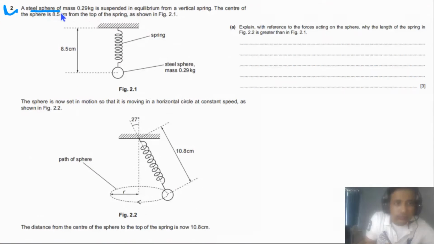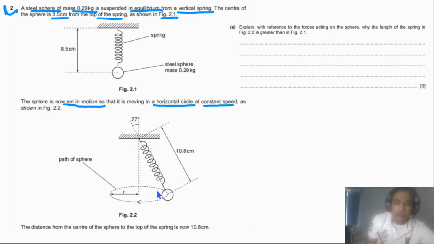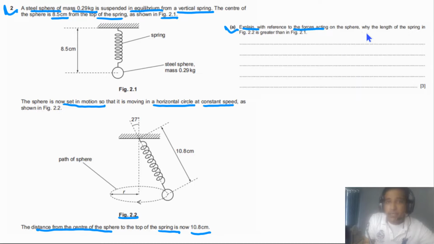Question 2 says a steel sphere of mass 0.29 kg is suspended in equilibrium from a vertical spring. The center of the sphere is 8.5 centimeters from the top of the spring as shown in figure 2.1. The sphere is now set in motion so that it is moving in a horizontal circle at constant speed as shown in figure 2.2. The distance from the center of the sphere to the top of the spring is now 10.8 centimeters. For part A, we need to explain, with reference to the forces acting on the sphere, why the length of the spring in figure 2.2 is greater than in figure 2.1.